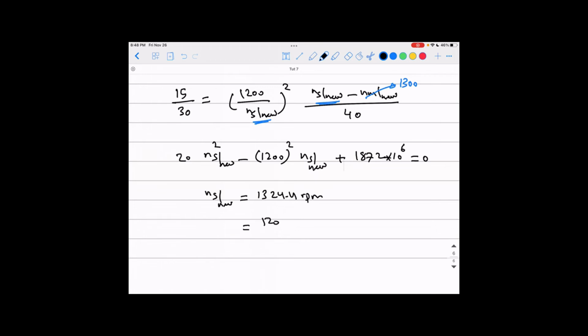which equals 120 times the new frequency over the number of poles, which is 6. So you can find the new frequency here to be 66.22 hertz. Like you see in here, the new frequency is higher than the rated frequency, which is 60 hertz, as expected. Okay, guys?